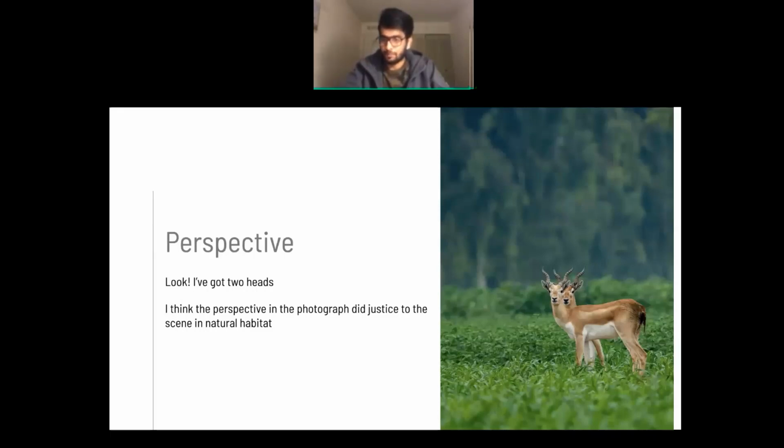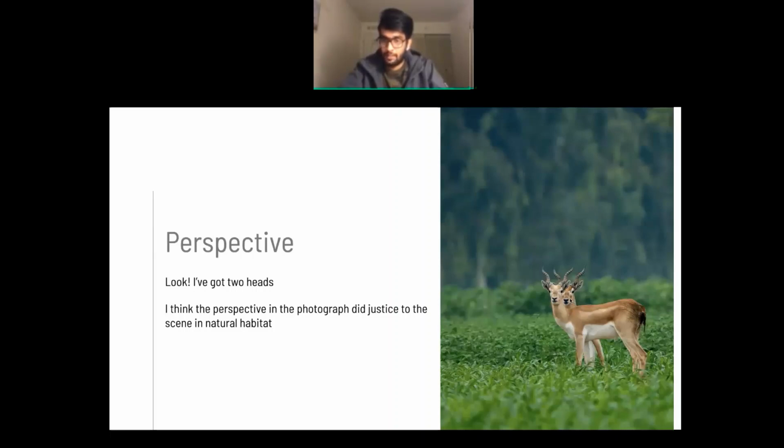So in this frame, I just waited for the second black buck that you see. The second black buck is behind the first one. I just waited for it to come by and set up the frame such that I get a good perspective, and I can make an illusion that this black buck has two heads.